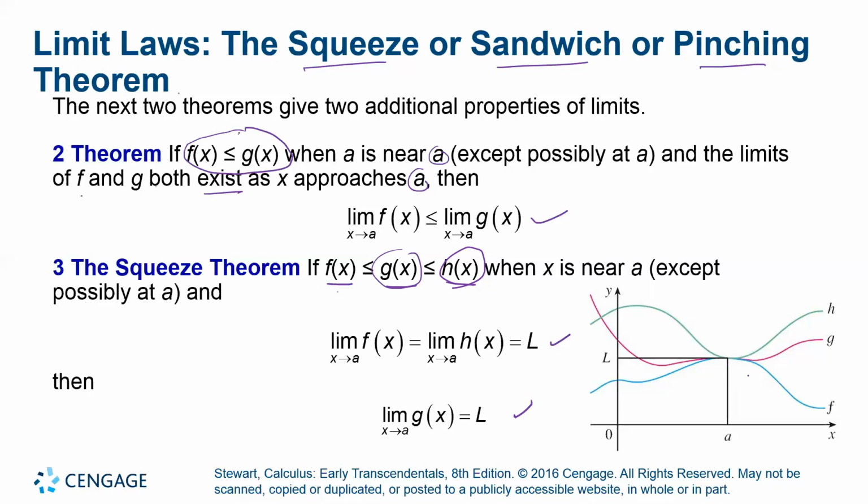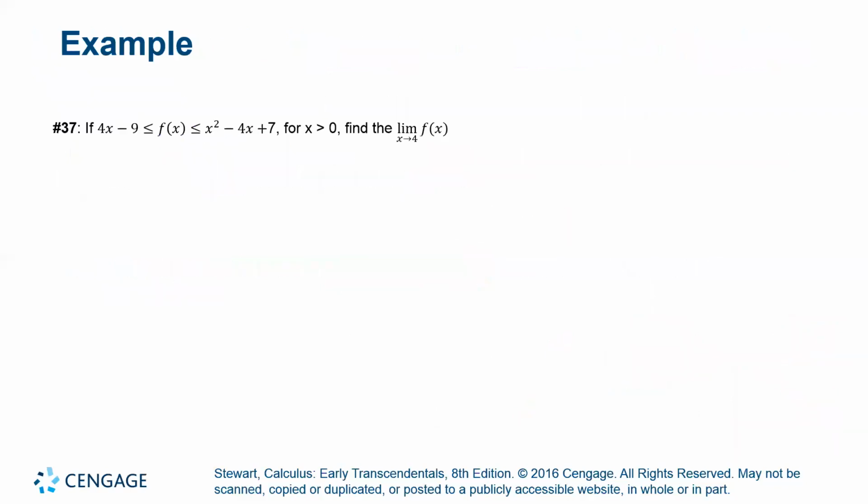Now look at it. Sometimes it's hard to find the limit of certain functions because of their nature. And so what we do is that if we take the limit of the function h and then f, and they are equal, then it means that the limit of this function as x approaches a is equal to what? That value.